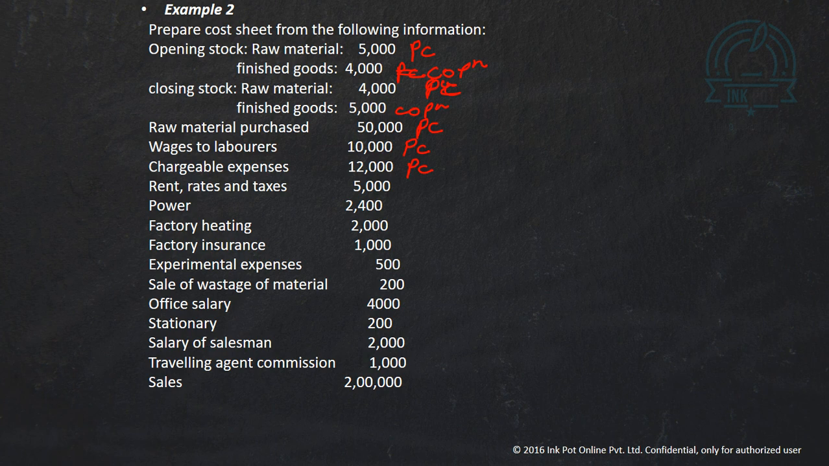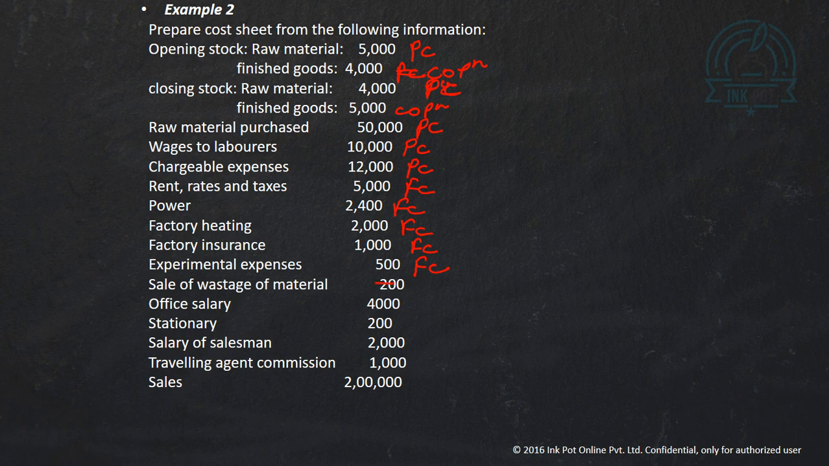Rent, rates and taxes. Now by rates we mean, when the words rates and taxes are used with rent, we consider it as rates of excise taxes and all. So that is why we are going to add rent, rates and taxes in factory cost, right? Power is a word used in factory. So factory cost, factory heating, factory cost, factory insurance, factory cost, and then experimental expenses. Experiments are done in factory, so again it is a factory cost expense. Now sale of wastage of material, here we mean that the material which was waste we have sold, so it is not a cost, it is a revenue and it will be deducted from the cost of raw material.